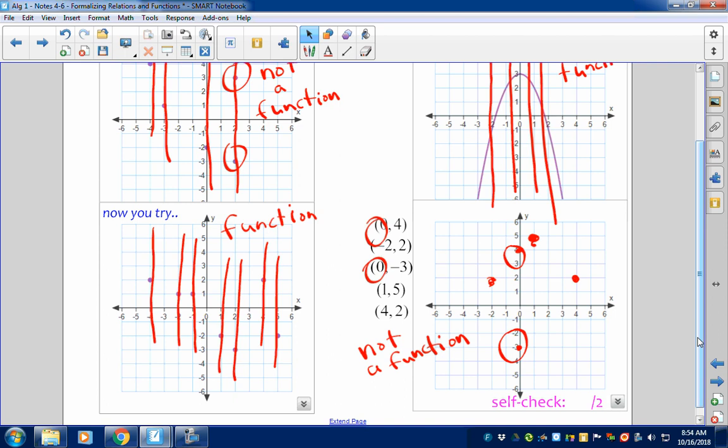So the vertical line test is a real visual way to be able to see if a relation is a function or not. It's really easy to check. And visually, you should be able to just look at it and see, are there 2 points, one stacked above the other, anywhere on that graph, and then you can say it's not a function.